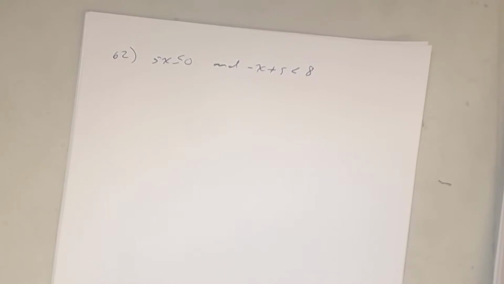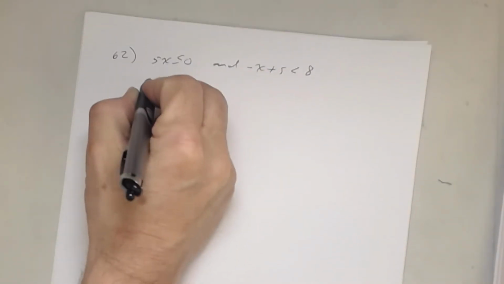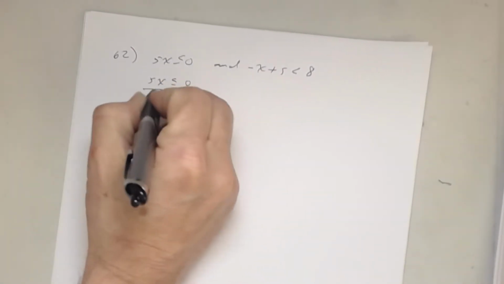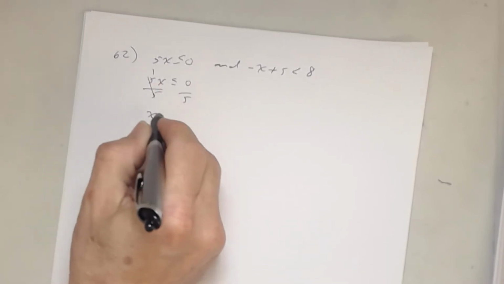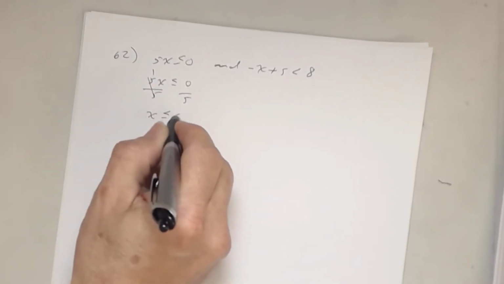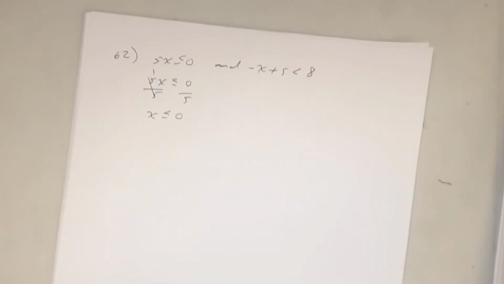Okay, so let's find the solution to that first inequality. How do I get the variable by itself? Divide both sides by 5. And so 5 divided by 5 is 1. 1 times x is x. So x is less than or equal to 0. So the solution to that first inequality is any number that's less than or equal to 0.